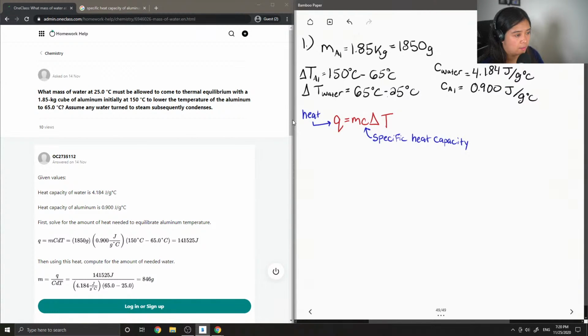So step 1 is to first solve for Q needed to equilibrate the aluminum. So again, it was using Q equals mc delta T. We just need to plug those values in.